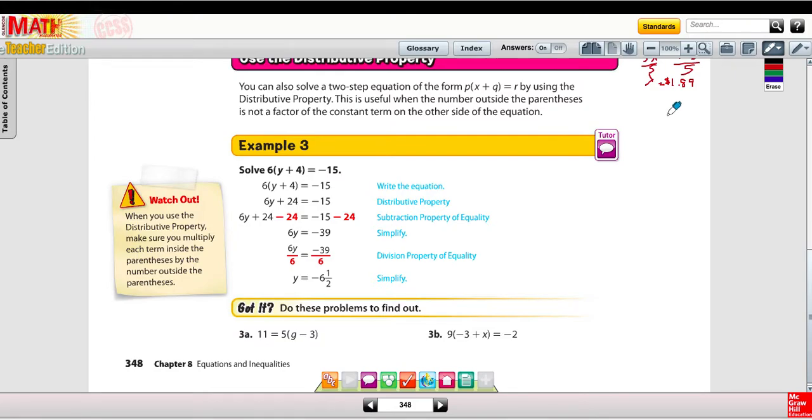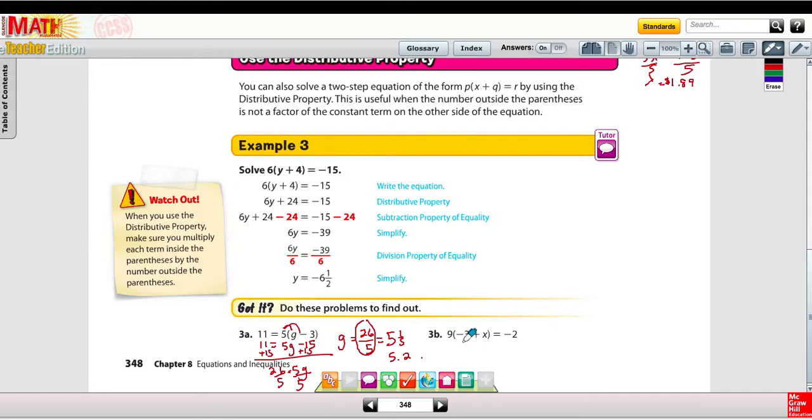Again, we're using the distributive property for our first step, and in this case 3a, 5 times g is 5g, 5 times negative 3 is minus 15, that equals 11. Add 15 to both sides, and we get 5g equals 26. Don't let this scare you if it doesn't come out to a whole number. When you divide by 5, it's perfectly fine in algebra to leave your answer as an improper fraction. So we could do 26 over 5, or if you wanted to change that to 5 1/5, if you wanted to go a step further and do 5.2, that's fine, but it's perfectly acceptable to leave it like this.